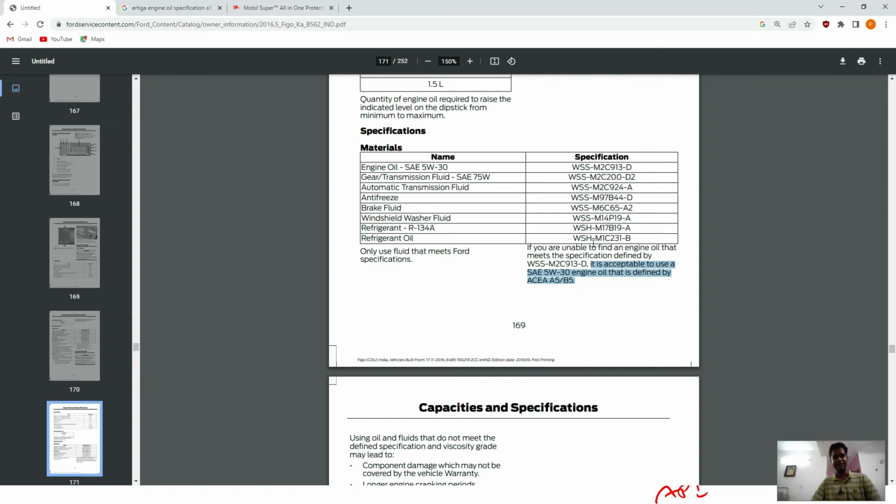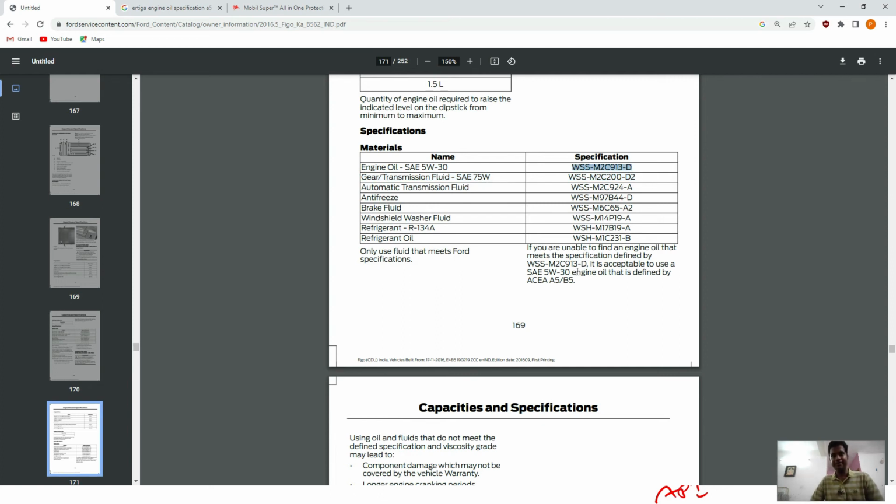it will provide the best performance for my car. And also, every company will have its own standard too. So WSS-M2C913-D, this is a standard followed by Ford. It's Ford specific actually. If I find an oil that satisfies this particular value, it by default corresponds to 5W30 and ACEA A5/B5. But this is Ford specific. This is not specific to any engine oil, this is something specific to Ford's engine oil.